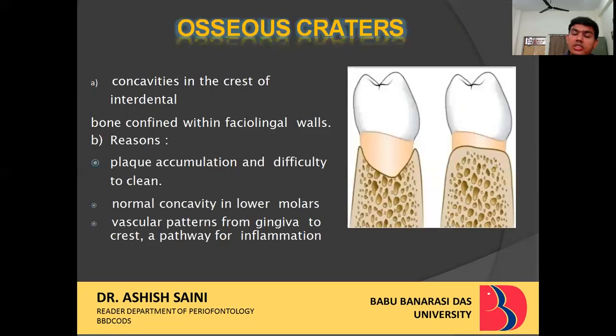Now coming to osseous craters. In osseous craters, you have concavities at the crest of the interdental septum. Only facial and lingual walls are present, whereas the mesial and distal walls are absent. Although you can detect it with the help of bone sounding, it is very hard to detect them on routine radiographs, because there is overlapping of the facial and lingual bony plates on the radiograph, and you miss the concavities on the X-rays. The reasons can be plaque accumulation and difficulty to clean, normal concavity in lower molars, and the vascular pattern from gingiva to crest, pathways of inflammation, as we have already discussed.